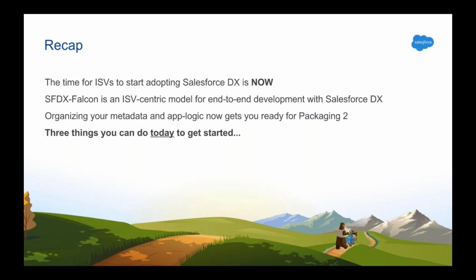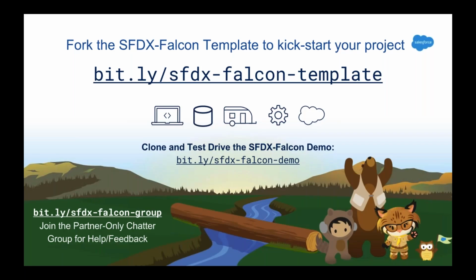And then finally, three things you can do to get started today. It starts with the big, huge bit.ly link up there. Please fork our SFDX-Falcon template. Fork it, test drive it, use it for your projects. Again, we are welcoming pull requests. So if you build something that you think would be useful to have in the main template, let us know and we'll put it back in there.